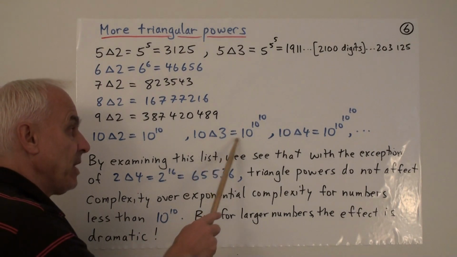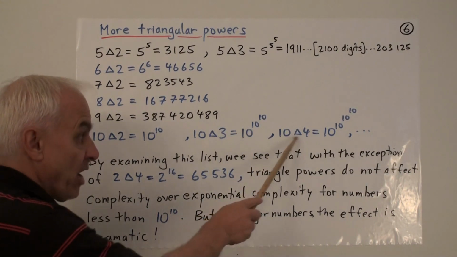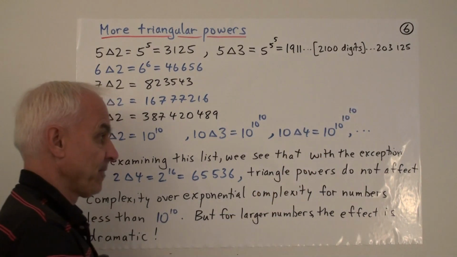10 triangle 3 would be 10 to the 10 billion, or 10 to the 10 to the 10. 10 triangle 4 would be 10 to the 10 to the 10 to the 10, and so on.